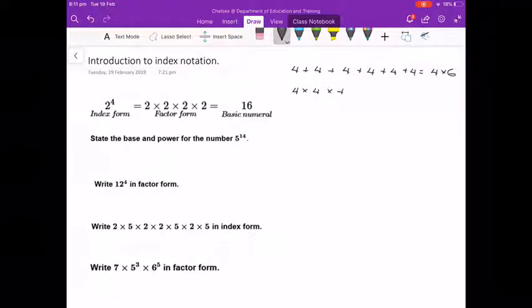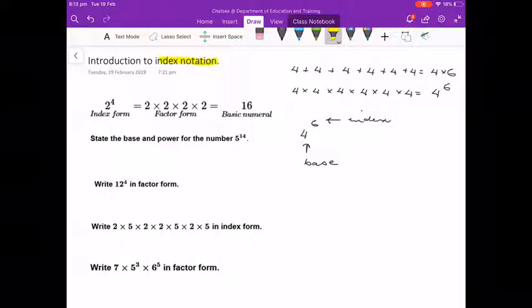However, index notation works when you multiply. So if you were to do 4 times 4 times 4 times 4 times 4 times 4, 6 times, you're going to get quite a large number. But another way that you can write that is 4 to the power of 6. Now 4 is what we call the base, and 6 is what we call the index.